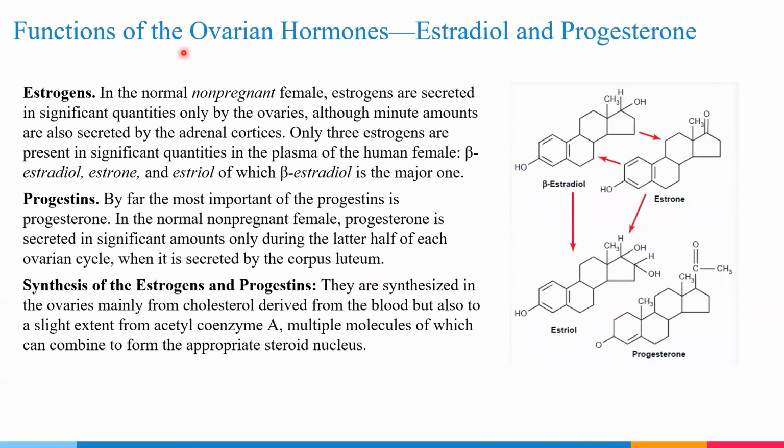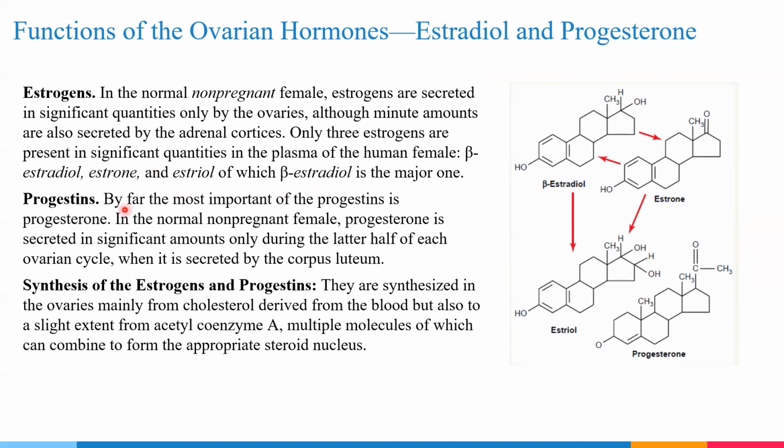Next, let us look into the functions of the ovarian hormones, estradiol and progesterone. First, let us look at estrogens. In normal, non-pregnant females, estrogens are secreted in significant quantities only by the ovaries, although minute quantities are also secreted by the adrenal cortices. Only 3 estrogens are present in significant quantities in the plasma of the human female: beta estradiol, estrone, and estriol, of which beta estradiol is the major one.